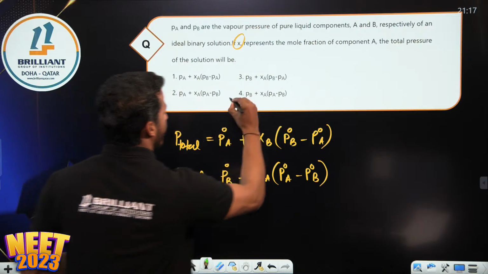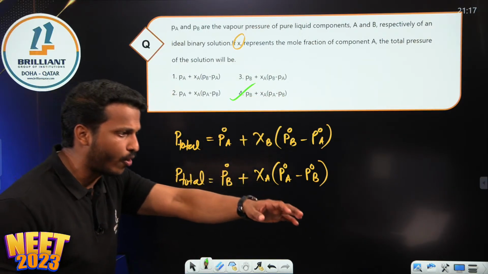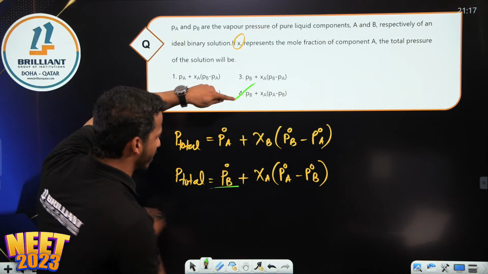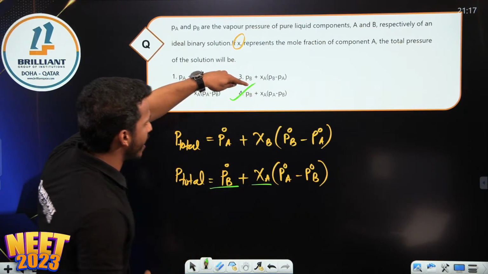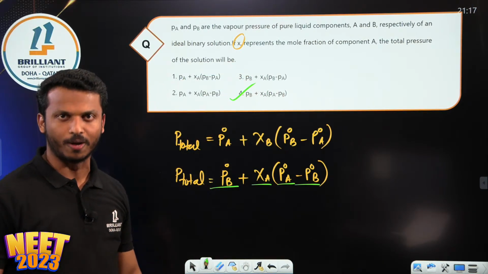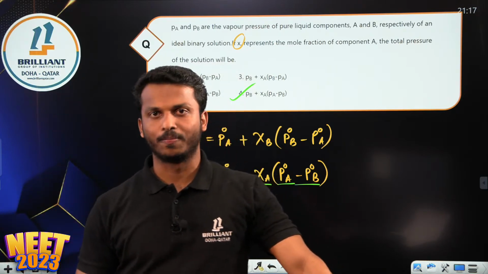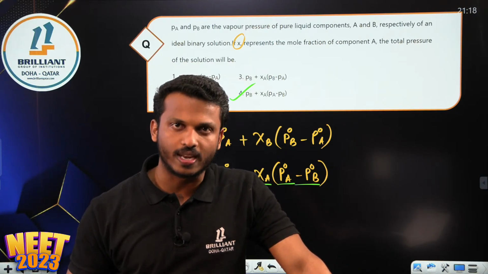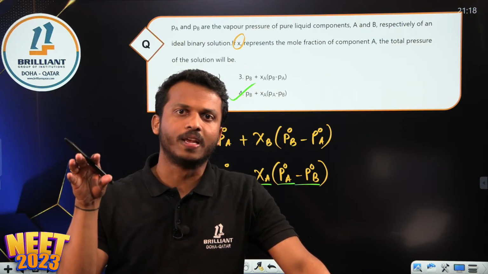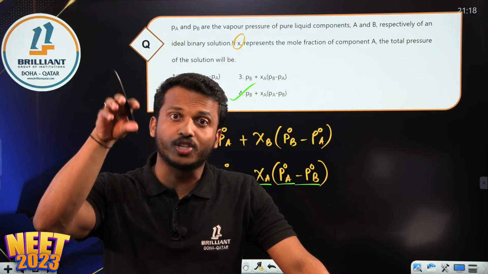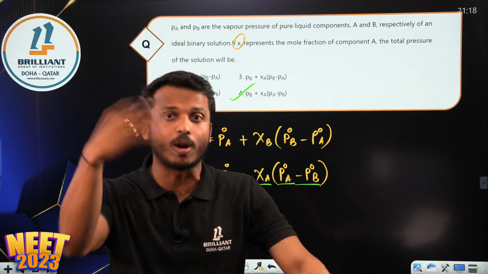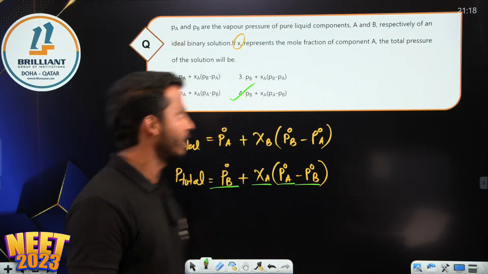Is it option 4? Most of them are giving option 4 as the correct answer. Let us check it. PB plus chi A into (PA minus PB). Yes, option 4 is the correct one. See, instead of asking a numerical question, they give you data and ask which equation is correct, just a rearrangement of equations. Very simple questions. I will show you one more question related to osmotic pressure the same way.